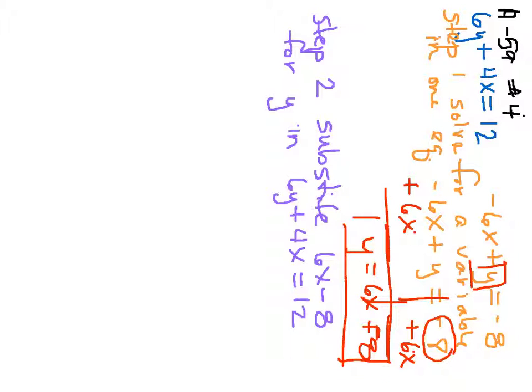Okay, so step 2 is the substitution. So I'm going to substitute this 6x minus 8 for y in this equation here. So that's what I'm doing. So let's go ahead. I'm going to choose a different colored pen. So I'll go back to my blue. So my original equation is 6y plus 4x is equal to 12. And I'm going to substitute, once again, this for y.